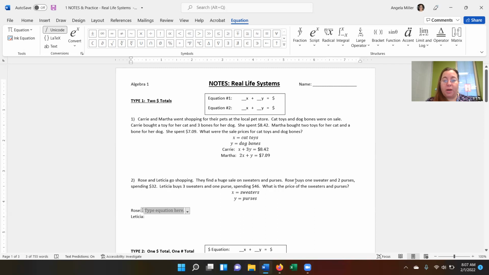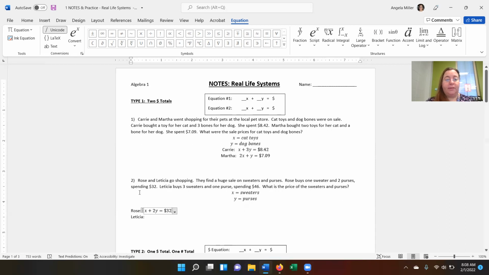So Rose buys 1 sweater. So we know that's 1x or just x. And so that's plus 2 purses. So 2y because y is purses. And she spent, so equals $32.